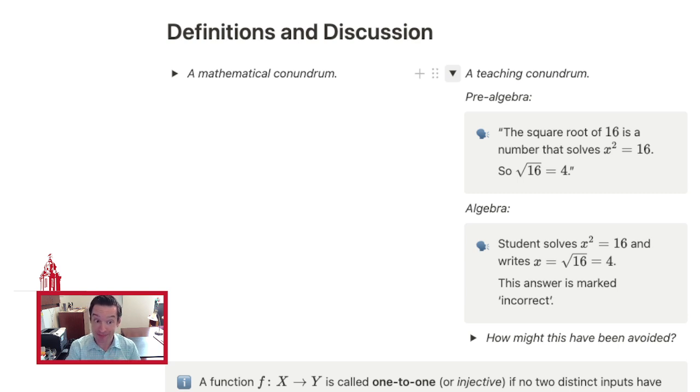Then the student gets to algebra, and they're given an equation like x squared equals 16 and told to solve this equation. So the student says, oh, I remember this. This is exactly the equation which is definitionally the square root of 16. And so x must be the square root of 16, which is 4. And then that answer gets marked as incorrect. Are we talking out of both sides of our mouth here as math teachers? What is the resolution to this seeming tension?